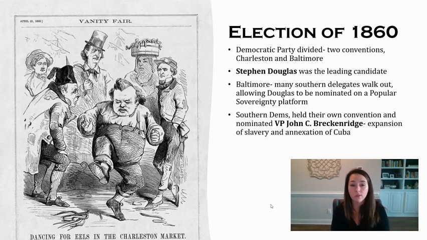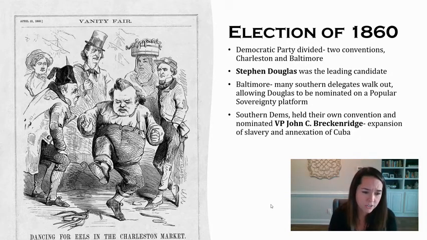Instead, they hold their own convention in Charleston later, and they end up nominating John C. Breckinridge, and it's pro-expansion. They're out of the woodwork now, and they're no longer hiding the fact that they want to annex Cuba and consider it a slave state. And so this political cartoon that you see right here is Douglas trying to appease the Southerners.